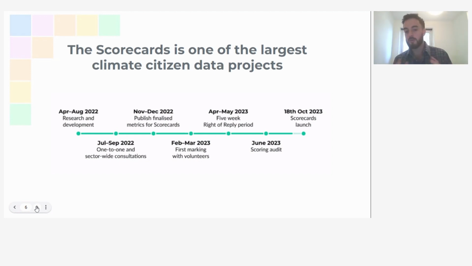And then, because we know that having such a large team of people collate the information in the first place, and to take into account the right of reply, we go through a scoring audit process. That's with a much smaller team of experienced volunteers, auditors who are retrained, and they award the final mark based on the right of reply and that first mark. And then we're launching the scorecards project tomorrow.